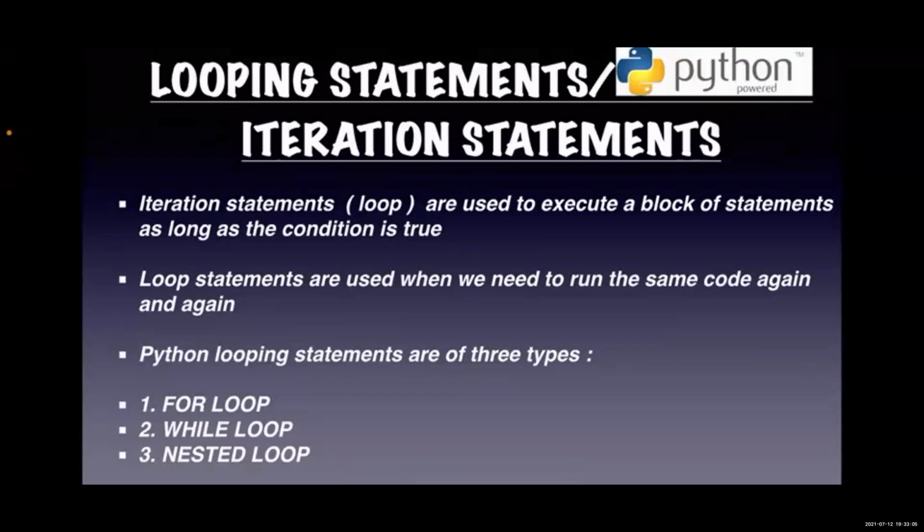Good evening, everyone. Today we will revise the topic looping statements. So what is looping statements? Looping statements are used to execute a block of statements as long as the condition is true. Looping statements are used when we need to run the same code again and again. Python looping statements are of three types. They are for loop, while loop, and nested loop. So let's jump into for loop.